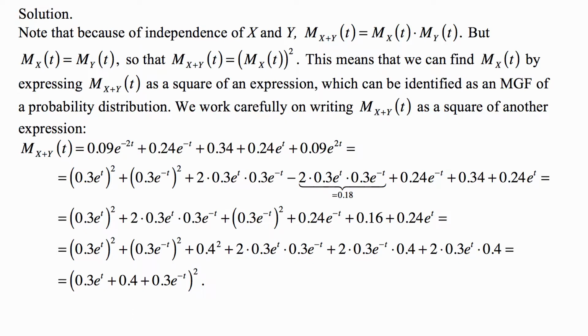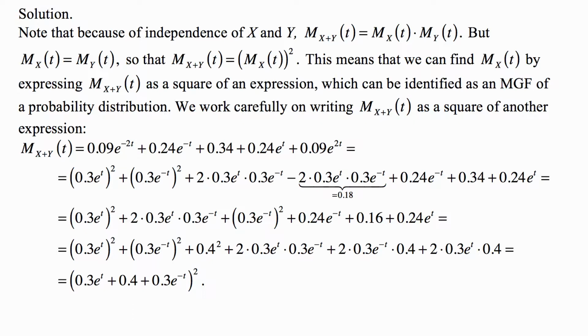And then 0.24 e to the minus t plus 0.34 plus 0.24 e to the t plus 0.09 e to the 2t, and that's a square of 0.3 e to the t. Okay, so we write the two squares that we see immediately, that we have there: 0.3 e to the t squared plus 0.3 e to the minus t squared. And then if we have any kind of a square of a sum, then it will have double products of the things that are in the sum.